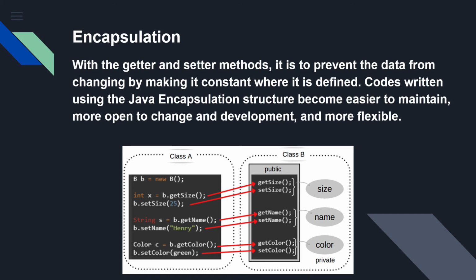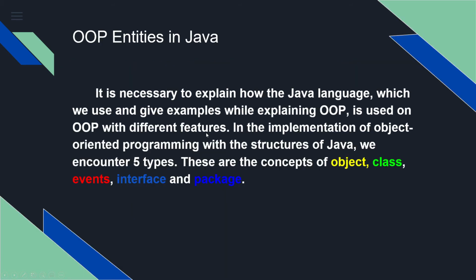Now we can go to Java OOP entities. OOP entities in Java. I prefer Java as an OOP design language. It is useful for this, and there are many building blocks about OOP in Java. I will explain five of them, though there are many. I think that's enough. They are object, class, events, interface, and package.